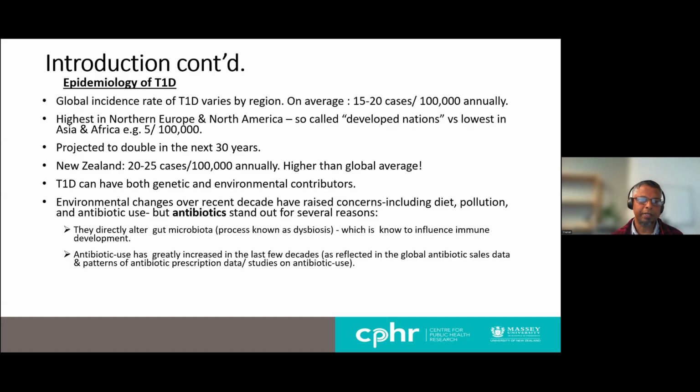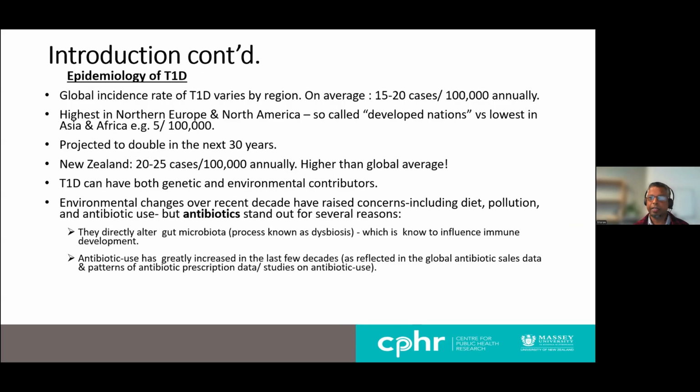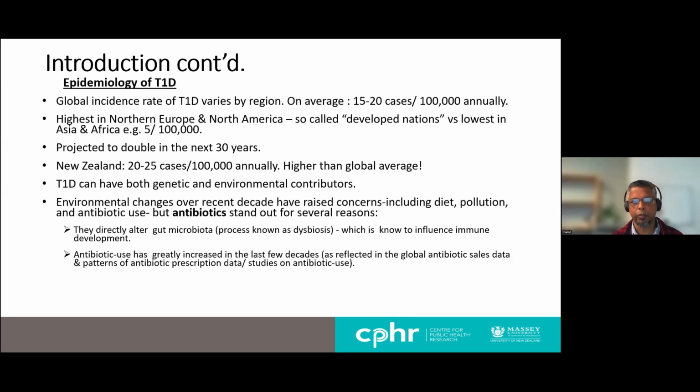Now, type 1 diabetes can have both genetic and environmental contributors. The genetic change has fairly remained consistent over the years, but there has been a lot of changes in the environment over the last few decades, which have raised concerns, including diet, pollution, and antibiotic use.